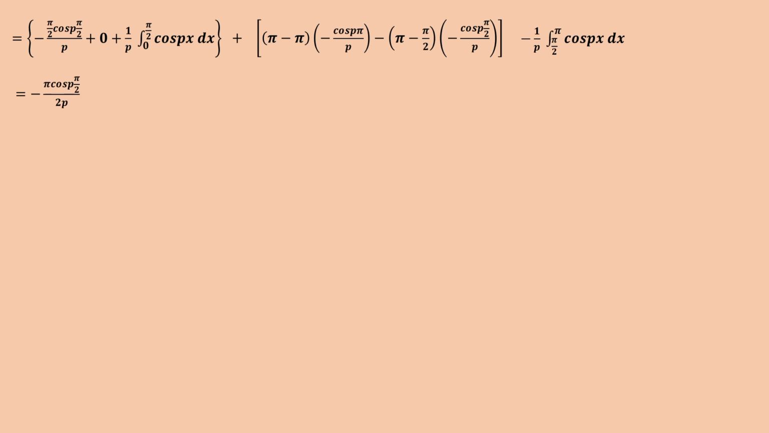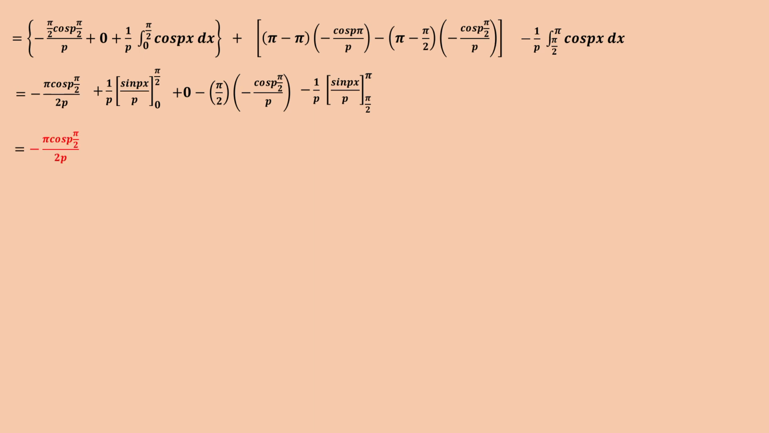So that is equal to minus pi cos p pi by 2, by 2p. We are bringing that 2 down, because in the first term you have pi by 2, so we bring that 2 to the denominator. That is why you get 2p. So 1 by p, integral cos px is sin px by p, lower limit 0, upper limit pi by 2. So this is 0, pi minus pi is 0. So the second term, pi minus pi by 2, you will get minus pi by 2 times minus cos p pi by 2 by p, minus 1 by p integral cos px, sin px by p, lower limit pi by 2, upper limit pi.